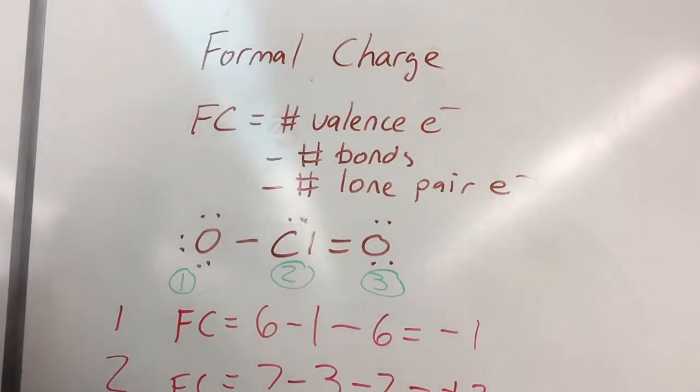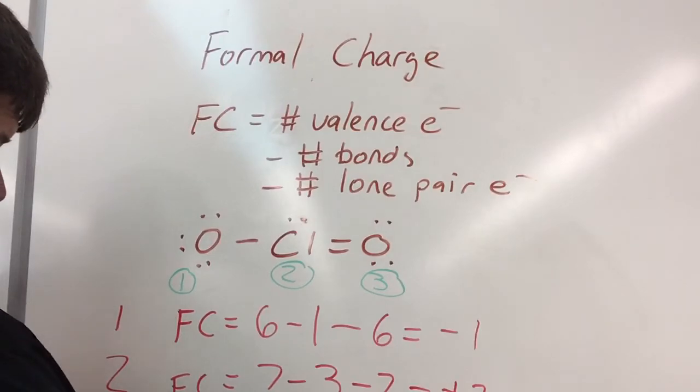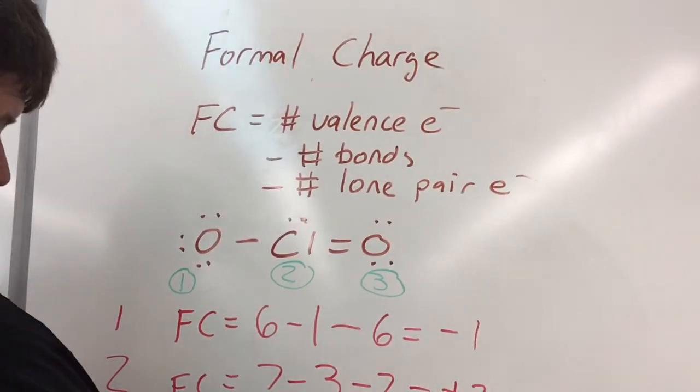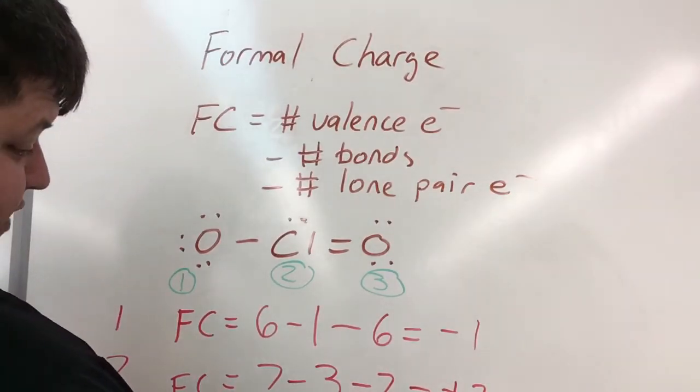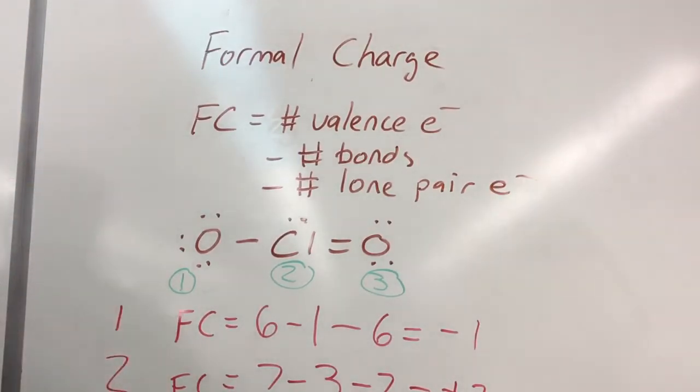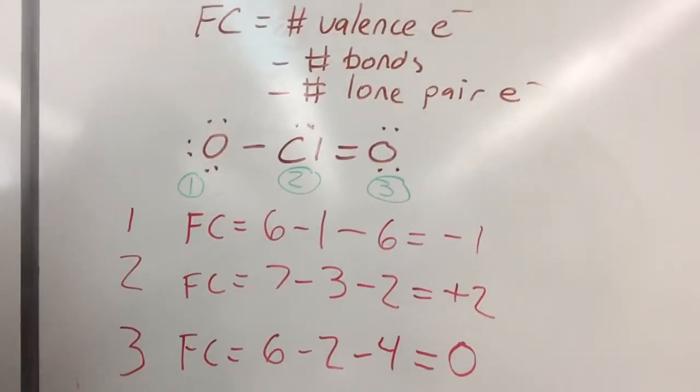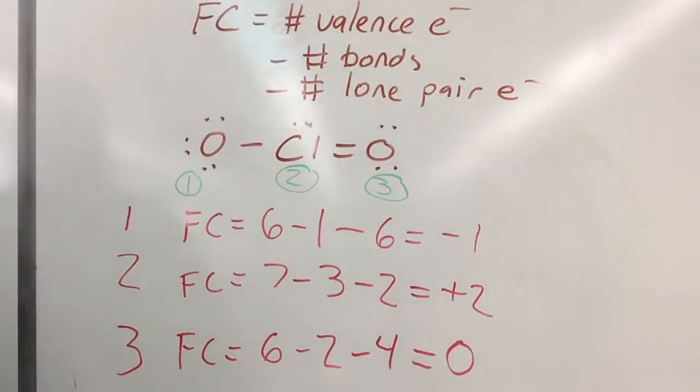Number 3, the oxygen on the far end, the formal charge, is equal to the number of valence electrons, which is 6 for oxygen, minus the number of bonds, which is 2, minus the number of lone pair electrons, which is 4, gives me a formal charge of 0. So as you can see, you can find formal charge. Let me lower this a little bit. You can find formal charge for any one of the species.